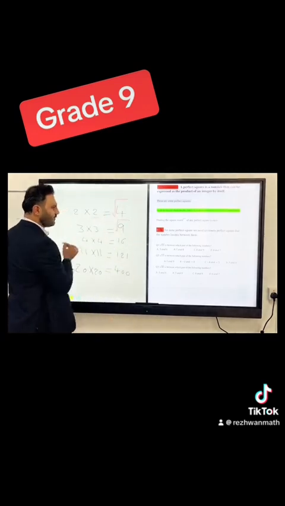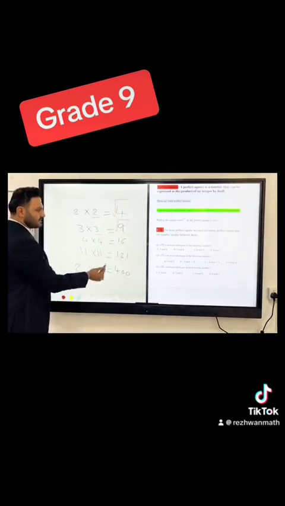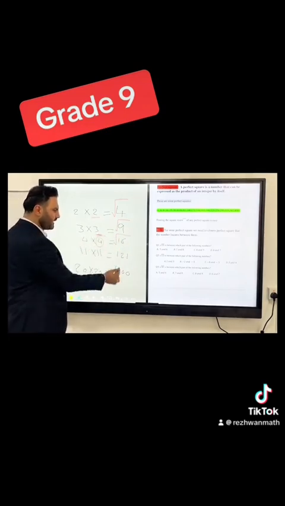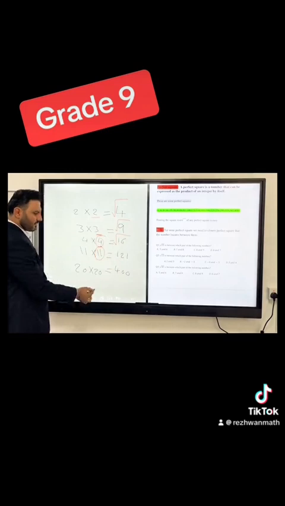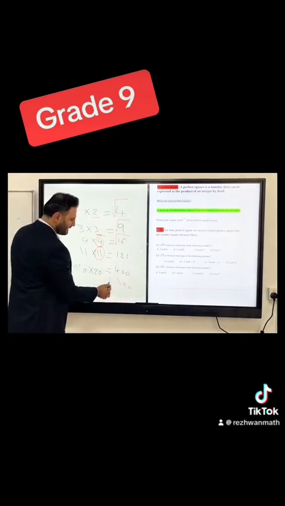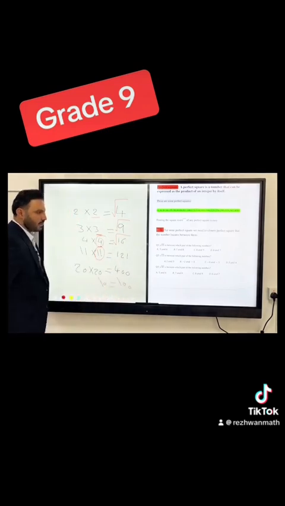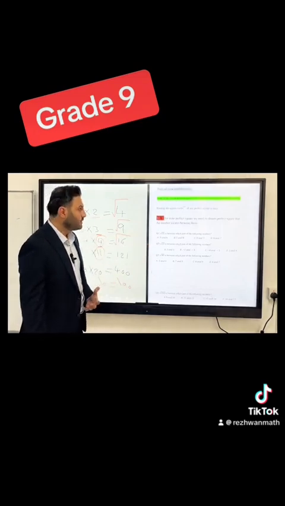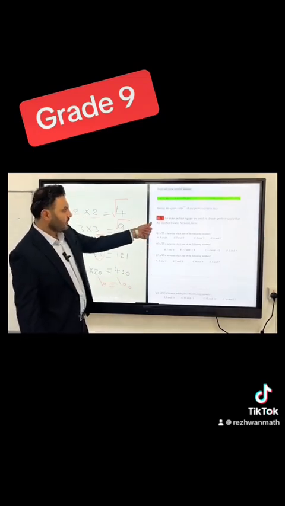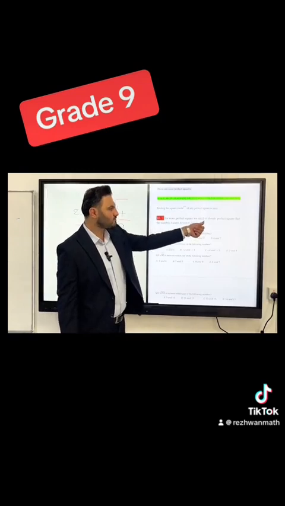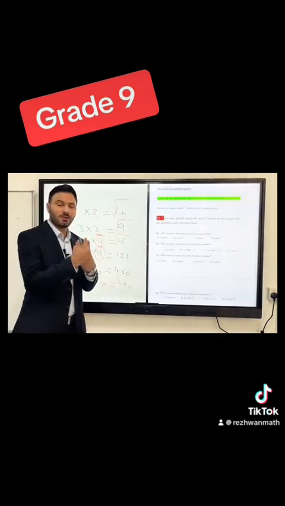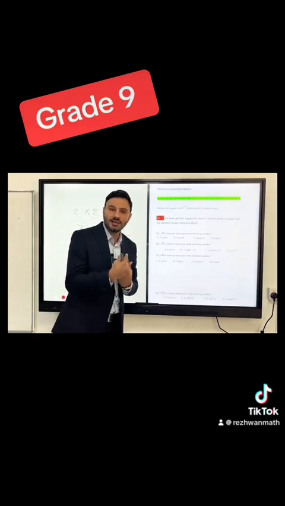And the square root of 9 is 3. The square root of 16 is 4. The square root of 121 is 11. The square root of 100 equals what? Equals 10. But for a non-perfect square, if you look at the note, we need to choose two perfect squares that the number is located between.